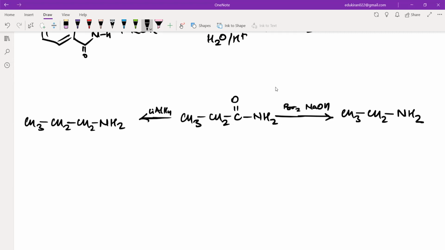Okay, so these are 2 very important methods of preparation for changing the number of carbon atoms. Here all the carbon numbers are the same, and here we have one carbon less. So please remember these two methods, that is Hofmann bromamide degradation. It will give you an amine from amide with one carbon less than the original amide. Okay, so this is all about the preparation.